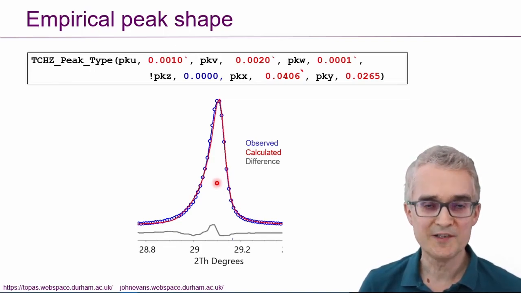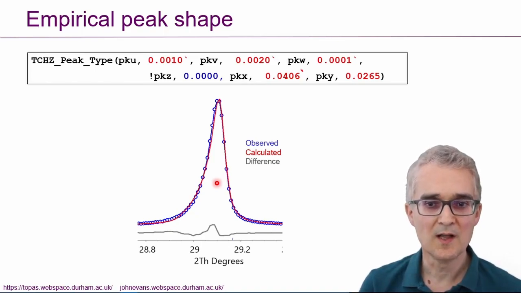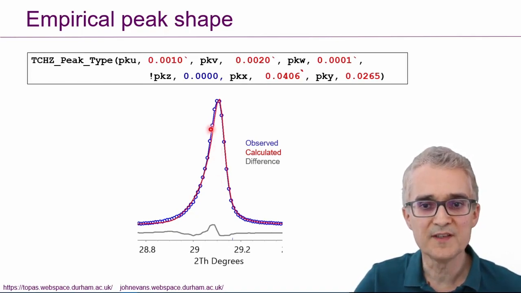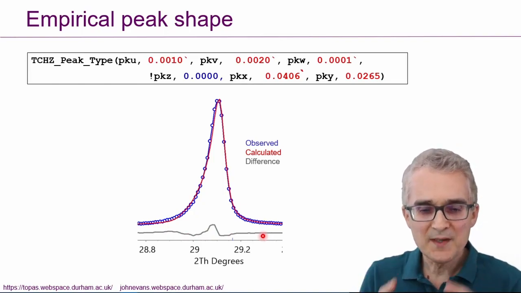We were doing a pretty good job of fitting the observed data with our calculated model. But actually, if we looked in detail, we weren't fitting the peak shape precisely correctly. If we looked at the difference curve, it wasn't flat across the peak shape. And in fact, in many cases, this won't matter.